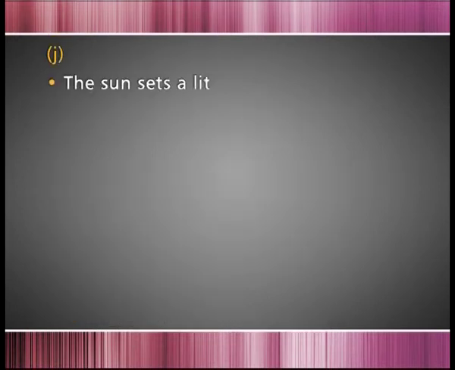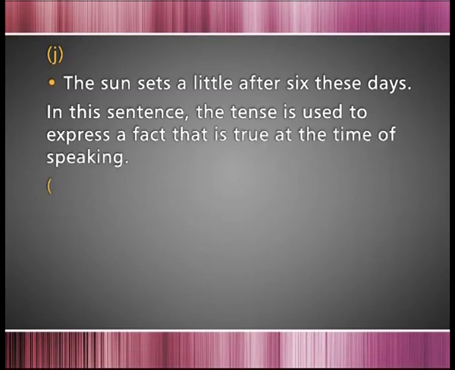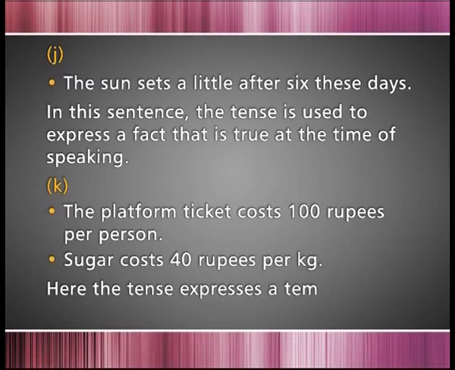J. The sun sets a little after 6 these days. In this sentence, the tense is used to express a fact that is true at the time of speaking. K. The platform ticket costs 100 rupees per person. Sugar costs 40 rupees per kg. Here the tense expresses a temporary truth.